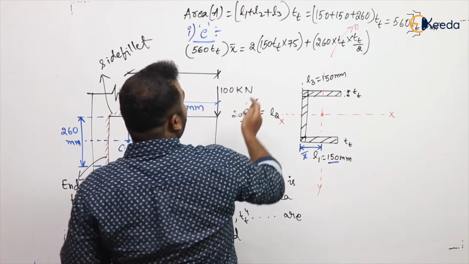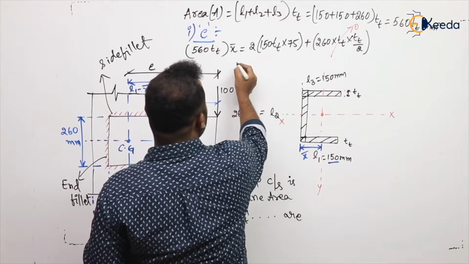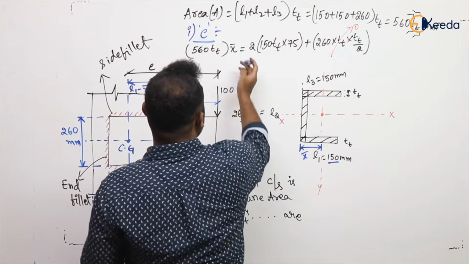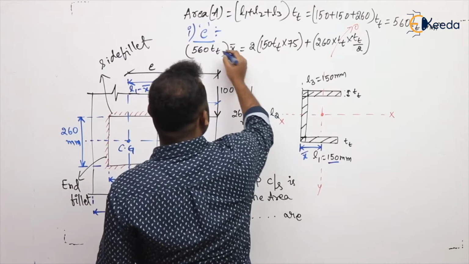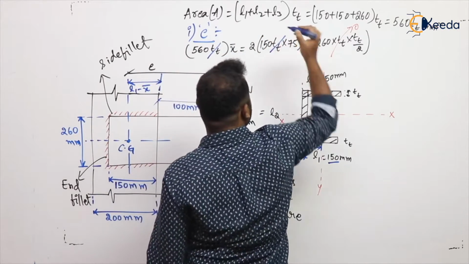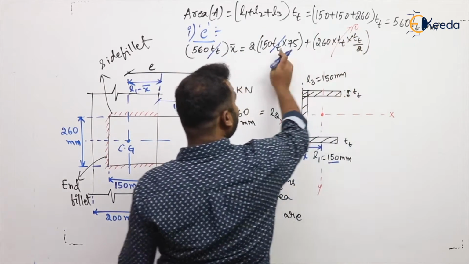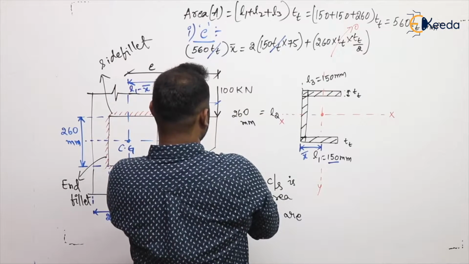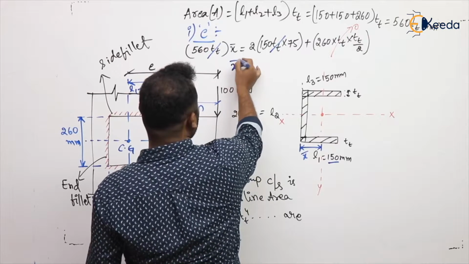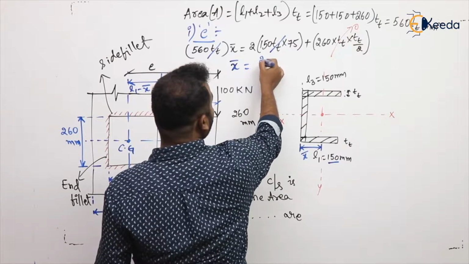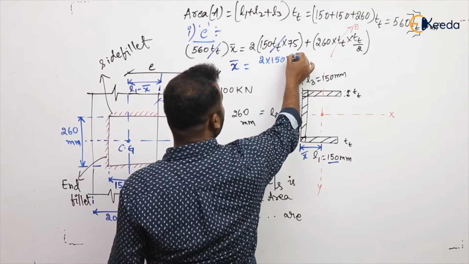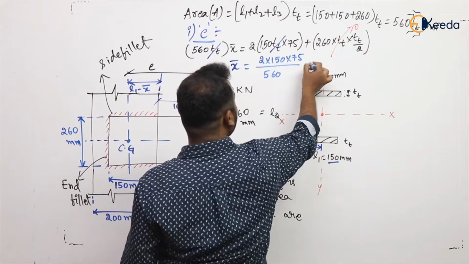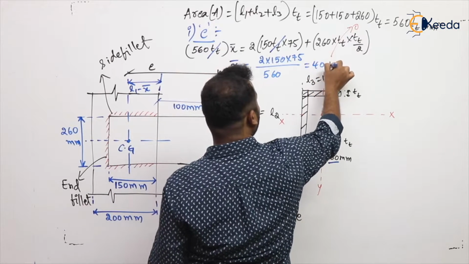Clear? Now what are the terms we are left with? Here I will write with blue. So we can cancel TT here, as this term is 0. Now the terms we are left with: X bar is equal to 2 into 150 into 75 divided by 560. Upon simplifying, we get 40.18 mm.